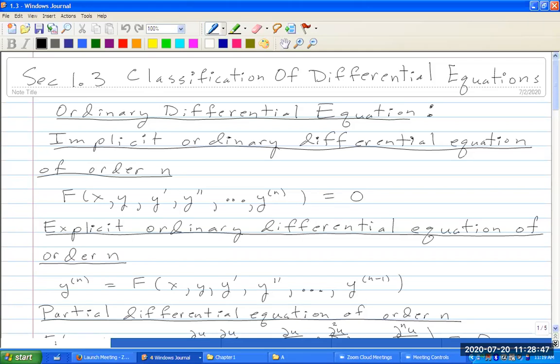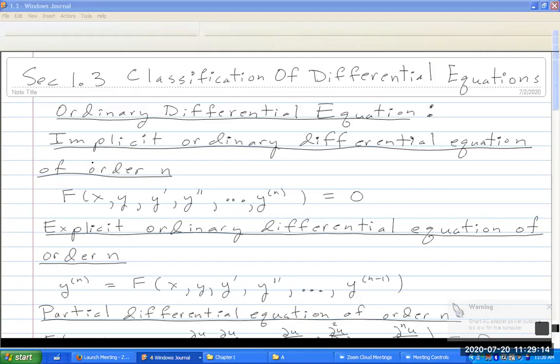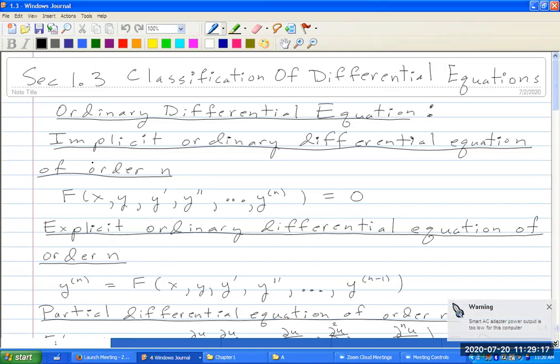Classification of differential equations. So first, an ordinary differential equation, or ODE. A lot of times we just say ODE. First, I'll give you an implicit ordinary differential equation of order n. So suppose I have an independent variable, x, and I have some function y of x.